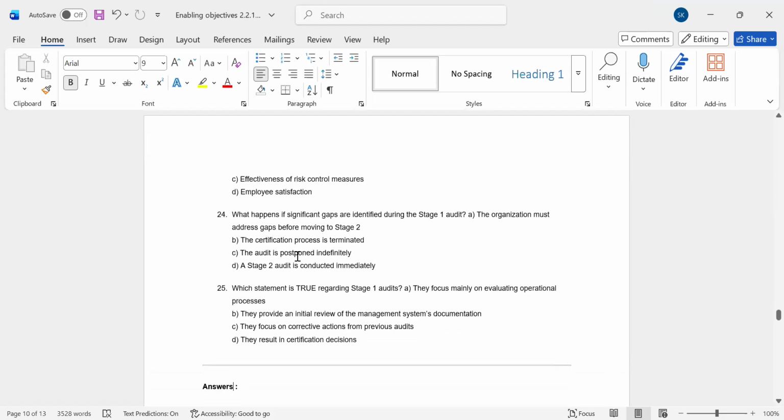Question number 24. What happens if significant gaps are identified during the stage 1 audit? A. The organization must address gaps before moving to stage 2. B. The certification process is terminated. C. The audit is postponed indefinitely. D. A stage 2 audit is conducted immediately. A, sir. The organization must address gaps before moving to stage 2.